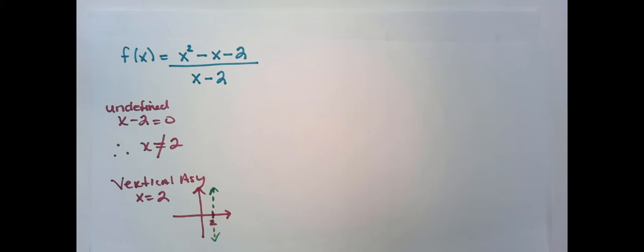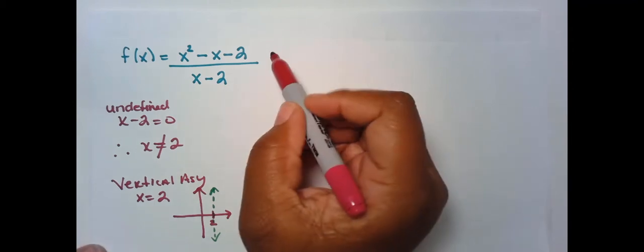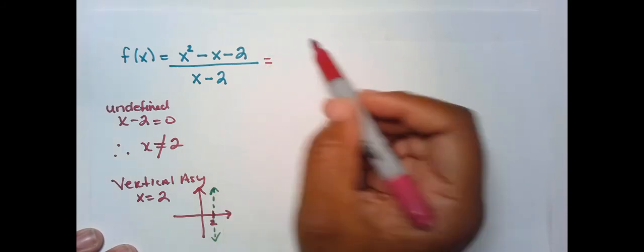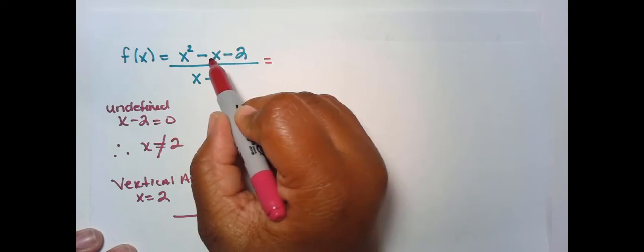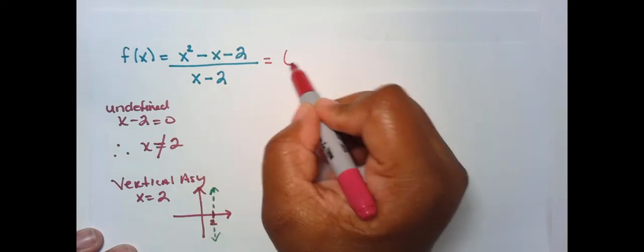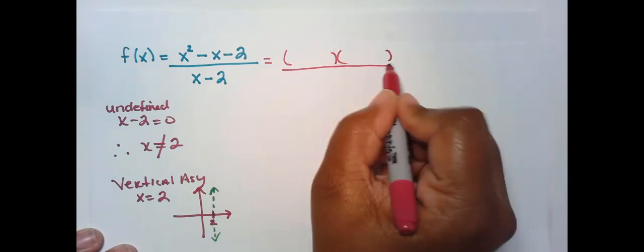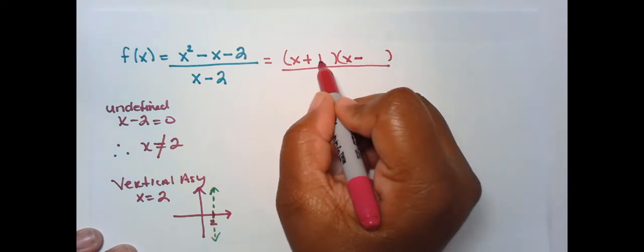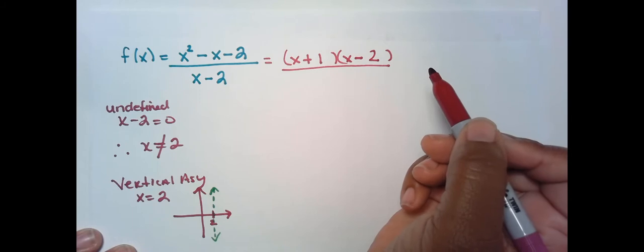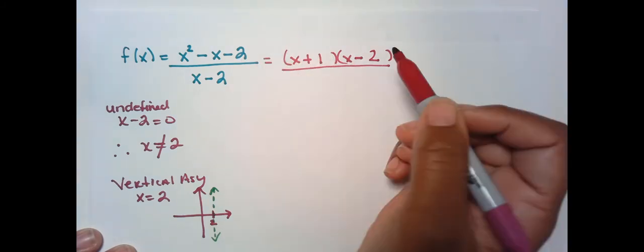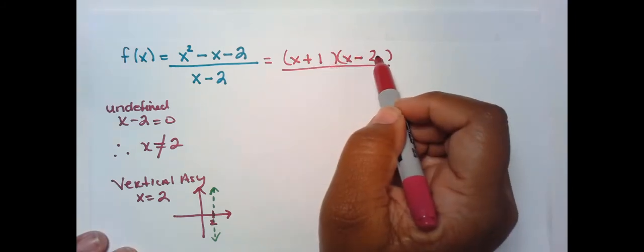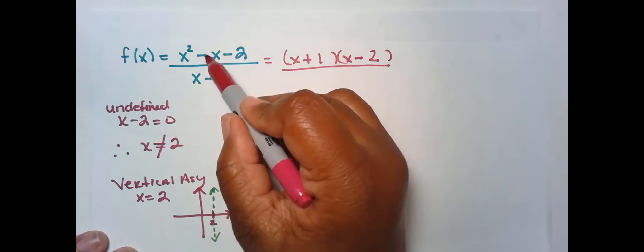So to find the hole, we will have to find the common factor. So we want to factor this numerator. When we factor the numerator, what are factors of -2 that, when we add those factors, will give us the -1 here? So we have x and x, and a plus and a minus sign. We have a +1 and we have a -2. So factors of 2, 1 and 2, we have to apply a positive to the 1 and a negative to the 2, because when we add those together it gives us the -1 here.